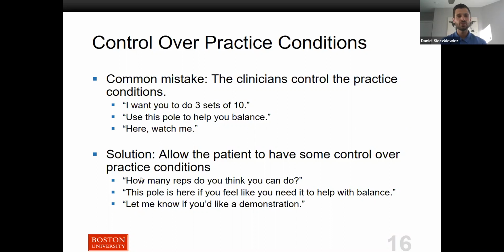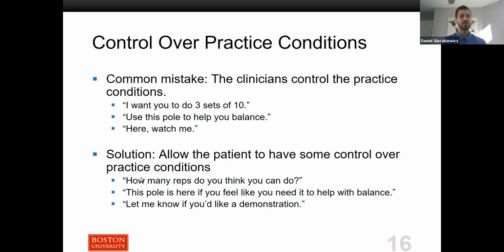How many reps do you think you can do? How do we know that 3 sets of 10 is a good rep range, right? So maybe asking the patients, how many of these do you think you can do? And if they can do way more than we want them to, then we know that that exercise is too easy. But starting off with, how many reps do you think you can do?